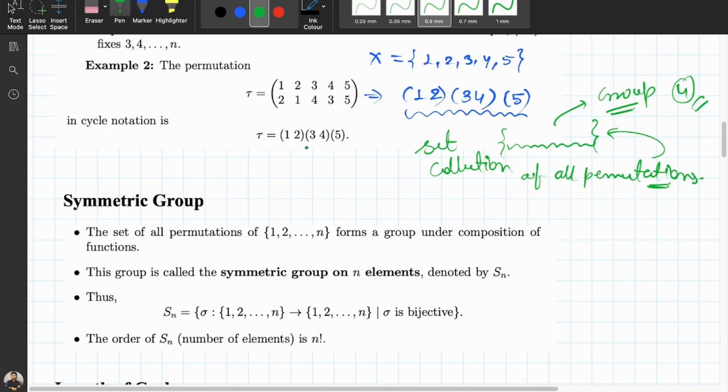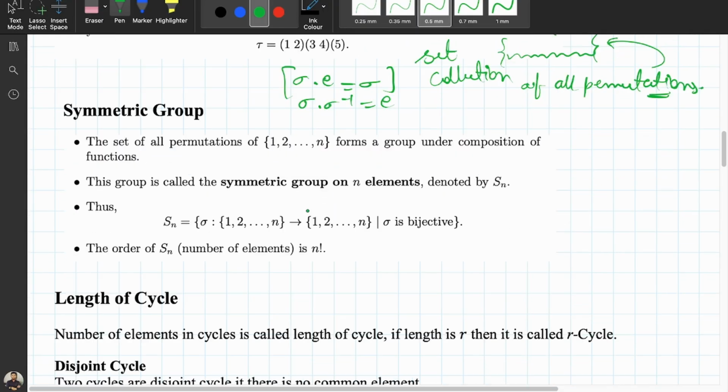Then the next property is the associative property. If you multiply permutations, the associative property will hold. Identity will exist for this set. Let's say sigma is any permutation; if I multiply it with another permutation, the identity, then I will get sigma again. That is known as the identity permutation. And an inverse is also there: if sigma is there, then sigma inverse is also there, so I will get identity. All these things mean it forms a group.